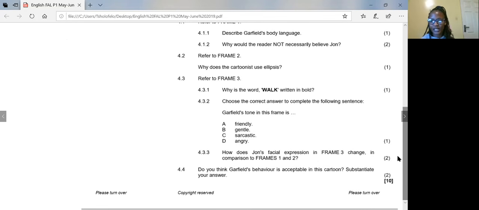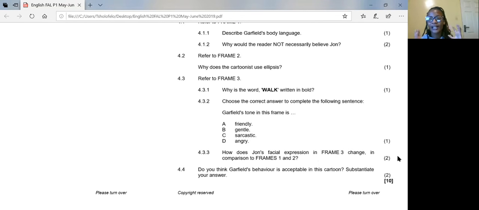Now, the last question. Grade 12s, please learn to do justice in the last questions, higher order questions, where the examiner is looking for your own opinion with regard to whatever is happening in the cartoon. They will say, do you? The minute you hear the question saying, do you, we are seeking your own opinion. But then the key word in this question always is to substantiate.